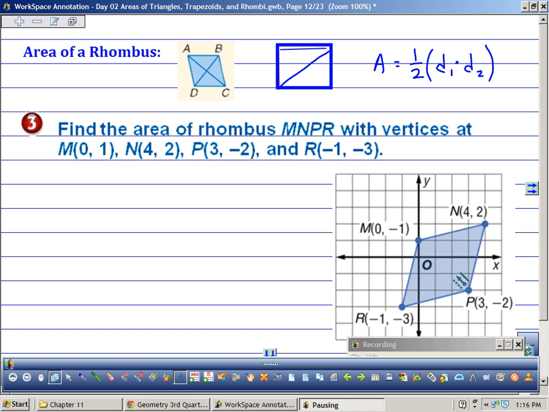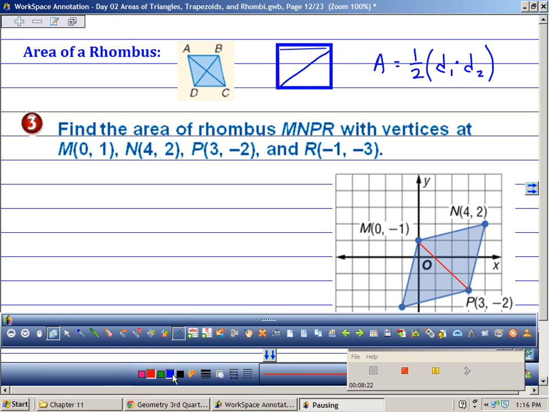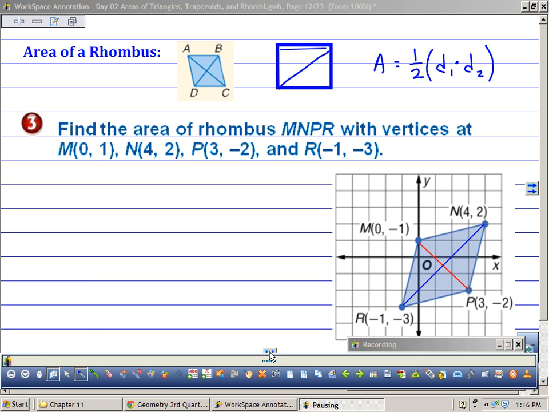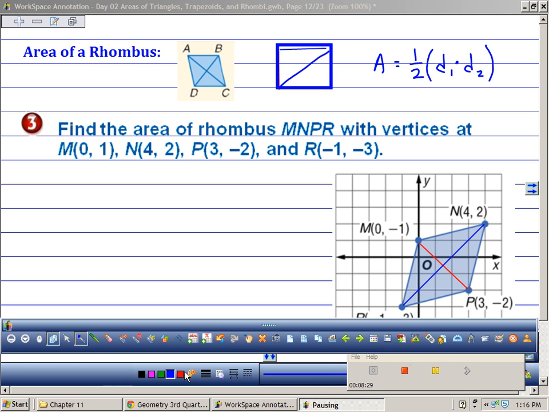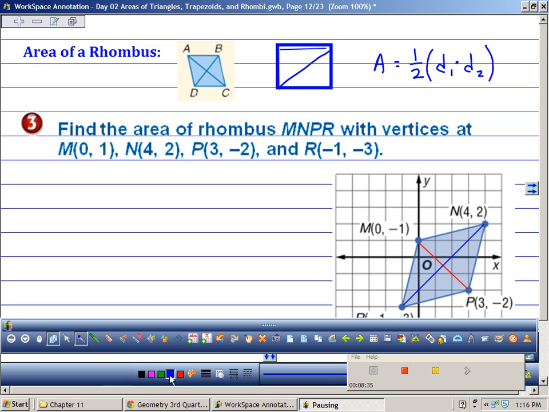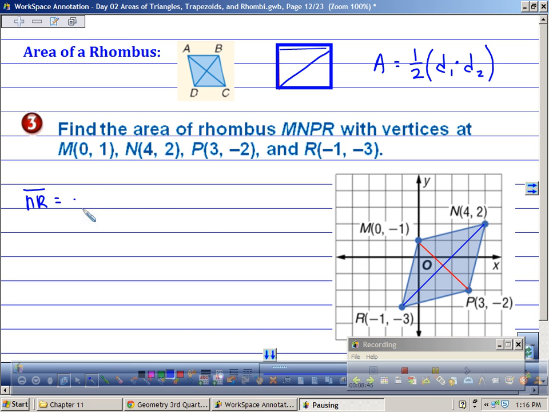All right, so we have to find 2 different things for this rhombus. Yeah, you said it. I need the distance formula. It's not that hard when you do it conceptually, right? All right, let's talk about it. Let's find this first diagonal, which would be NR. We have to find the distance of NR.